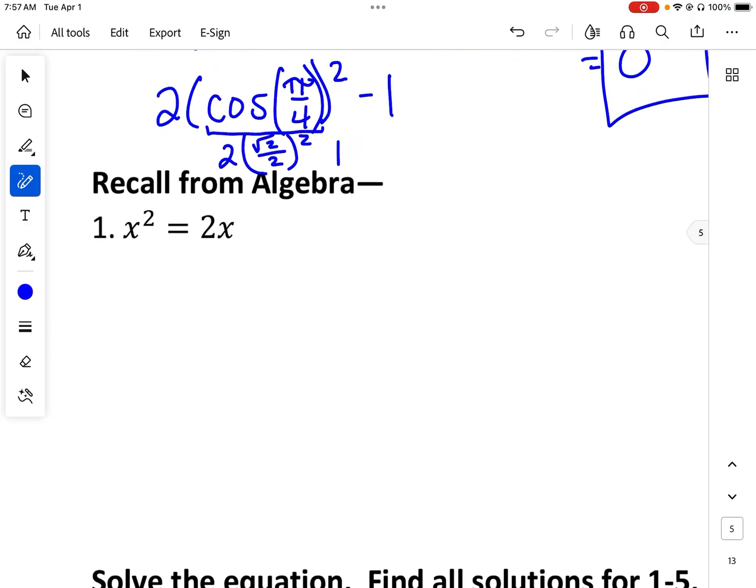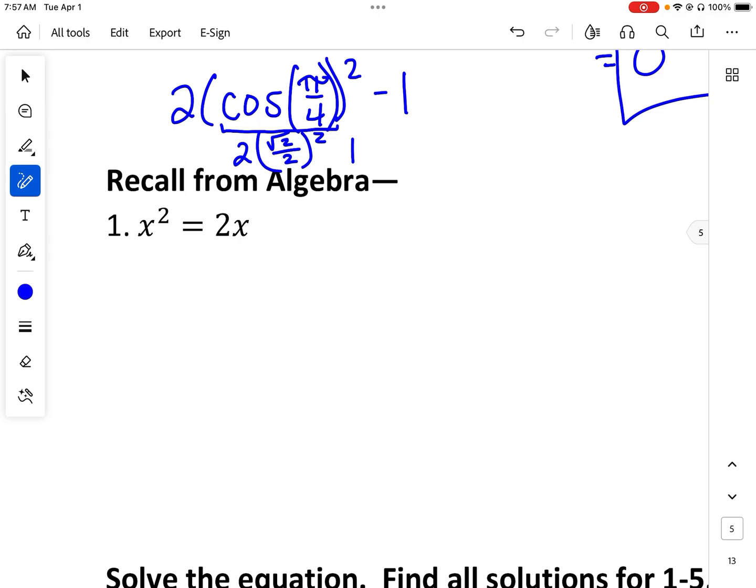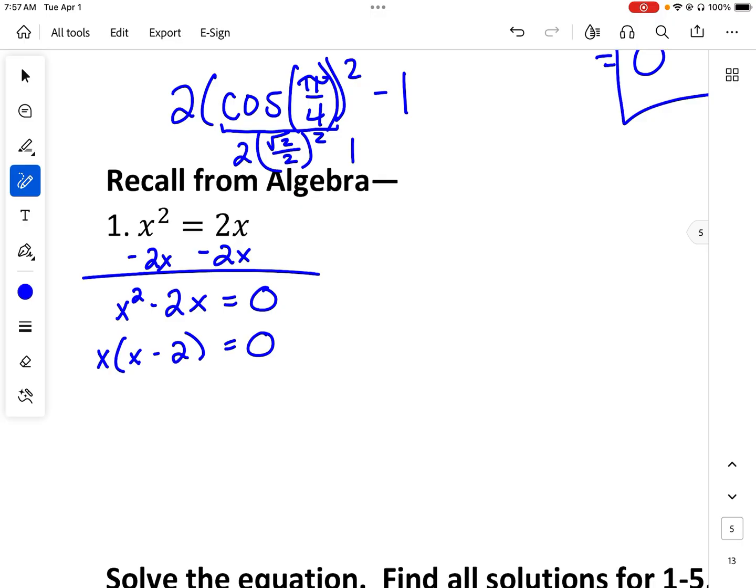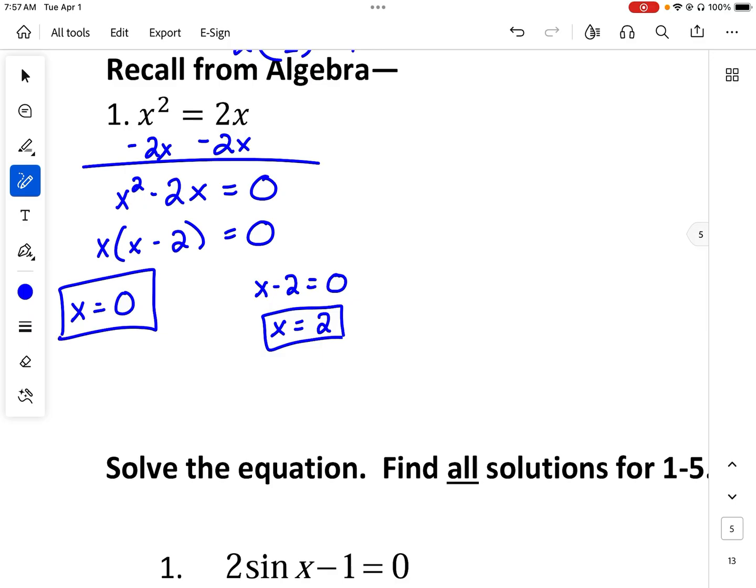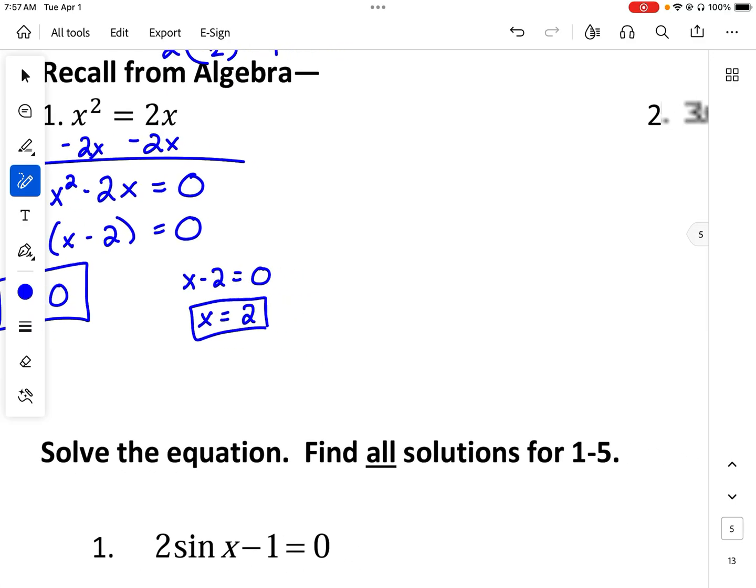Okay, recall from algebra: x squared equals 2x. So we want to solve this. Whenever we solve this, we're going to get everything on one side. So I have x squared minus 2x equals 0. Then I'm going to factor the x out. Then to find my solutions, I'm going to set both of them equal to 0. So I have two solutions, x equals 0 and x equals 2.